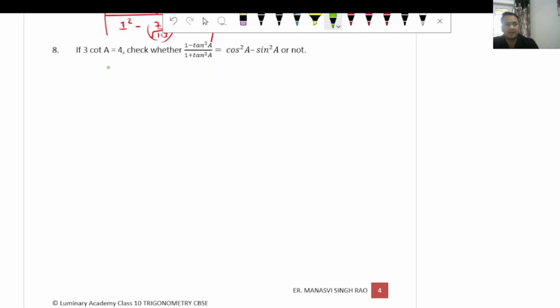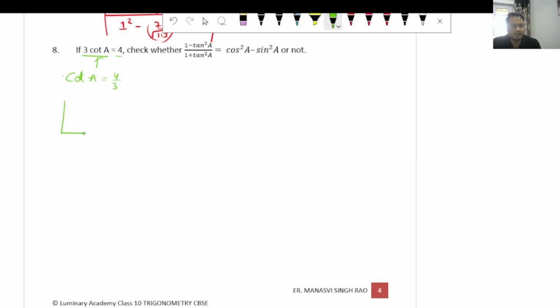Exercise 8.1. In this question it is written that 3 cot A is equal to 4. So check whether the value of (1 minus tan square A) upon (1 plus tan square A) is equal to cos square A minus sin square A or not. Okay, so you need to check the values. How you need to do it is, first you need to rearrange this. If you rearrange this, it will look like cot A is equal to 4 upon 3, right?